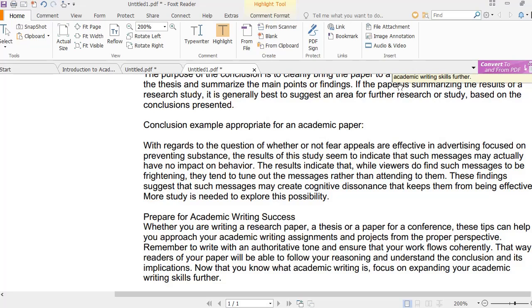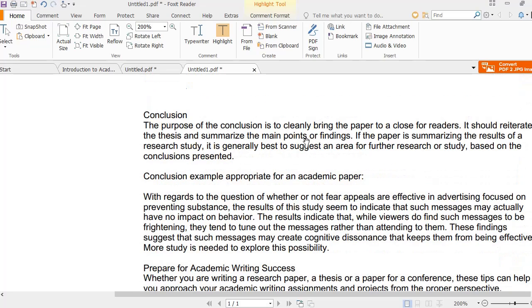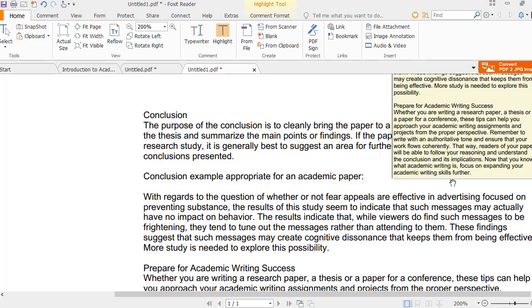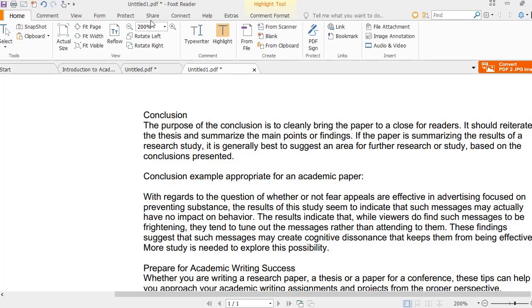So the conclusion should be a proper close, a neat close actually for the readers. It should summarize the whole thing neatly, and also if there are any main points or findings, that should be included in the conclusion. There is an example here.